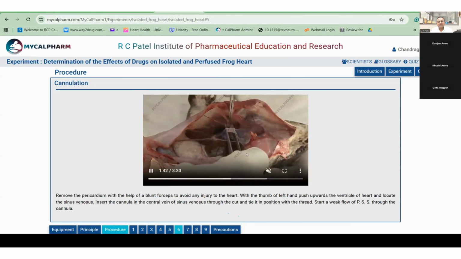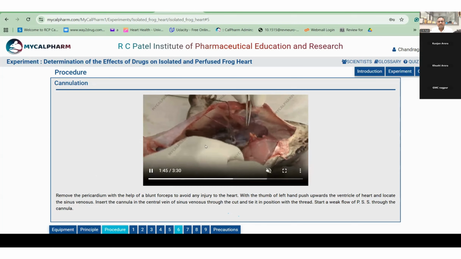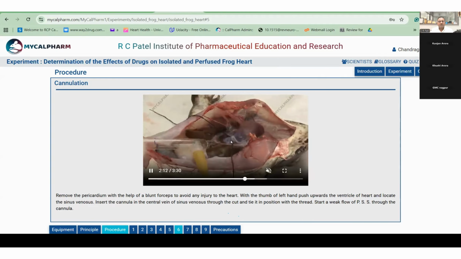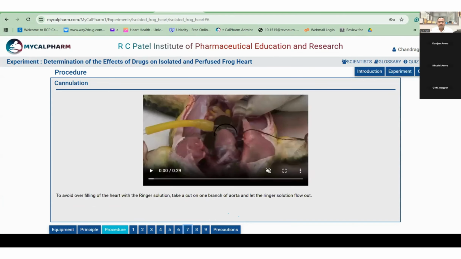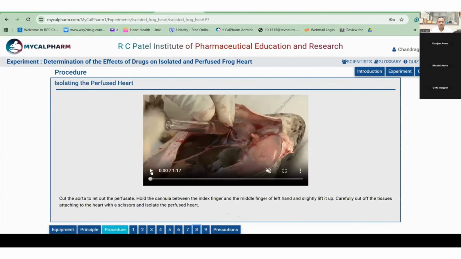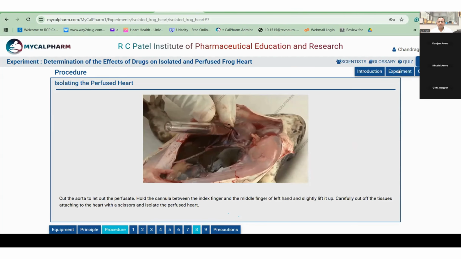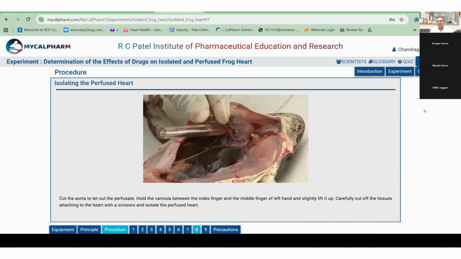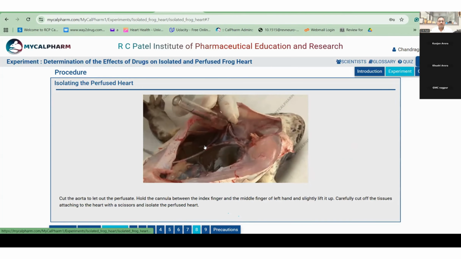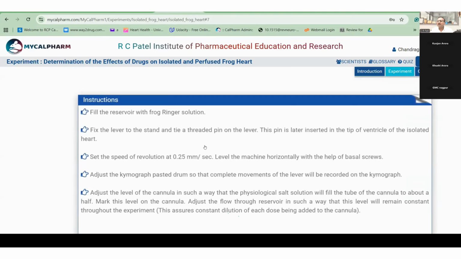See here very nicely now, cannulation of the sinus venosus in the frog heart is being demonstrated. So when we use a Symes cannula, we take a cut here, and then the Symes cannula is inserted into the sinus venosus. It is tied, and then the entire heart is isolated from the frog's body, and that heart remains active. So this entire demonstration is available in such a high definition manner to the user, so that the learner understands the importance of this particular experiment.